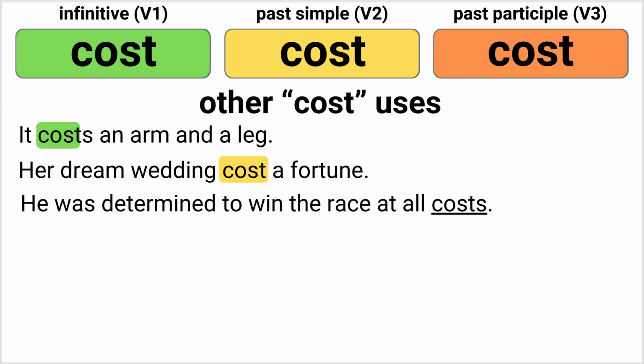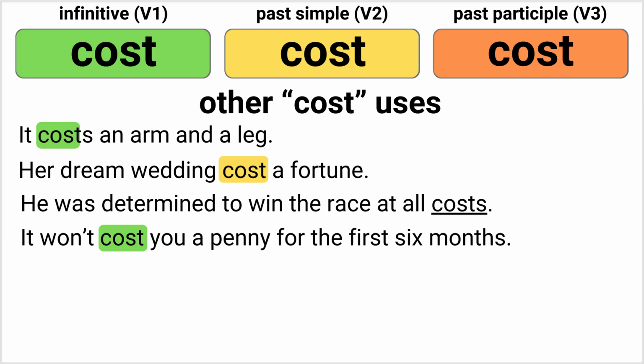He was determined to win the race at all costs. Okay? The word cost here is a noun. He's willing to do anything to win, no matter the difficulty. It won't cost you a penny for the first 6 months, meaning you don't have to pay anything for the first 6 months. This is often used in advertisements.